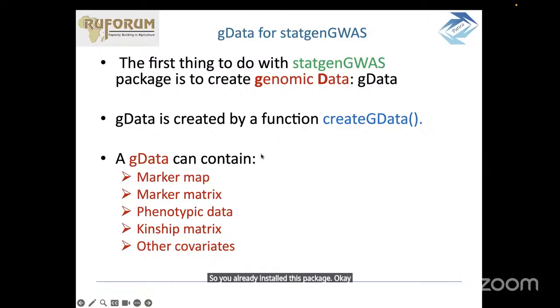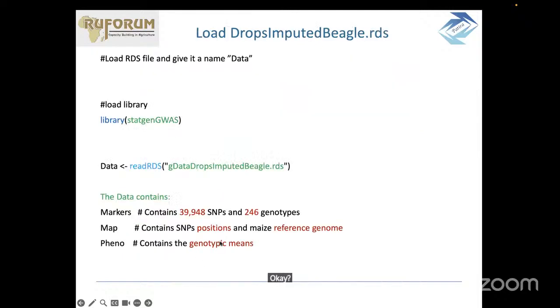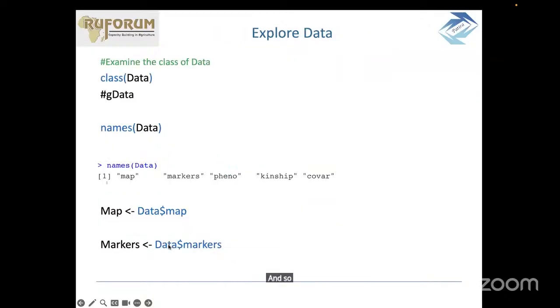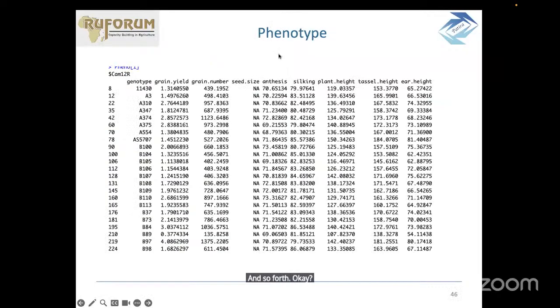Okay, so with this package, I got the data, and you're going to get the data in RDS, and the data is called GData. It has a marker matrix, a map, phenotype, kinship and other covariates. Okay. The marker matrix has almost 40,000 SNPs, 246 genotypes, and the map has the SNP position and so forth. Okay. So these are the phenotypes that they collected.